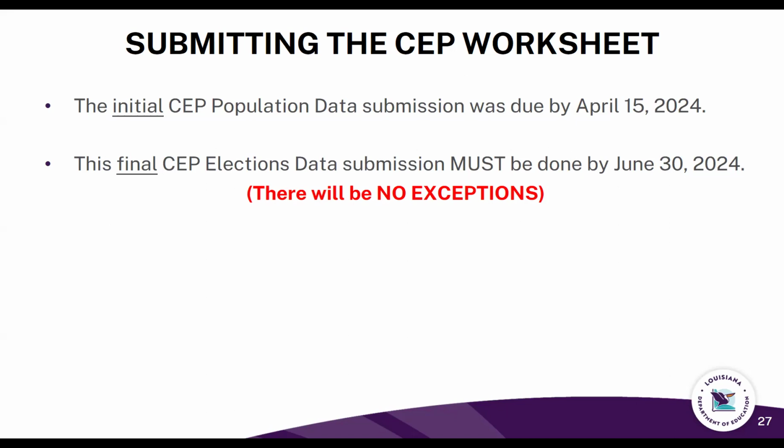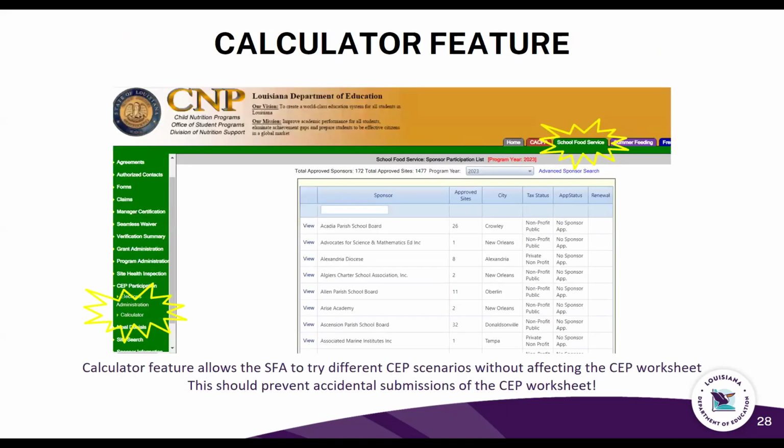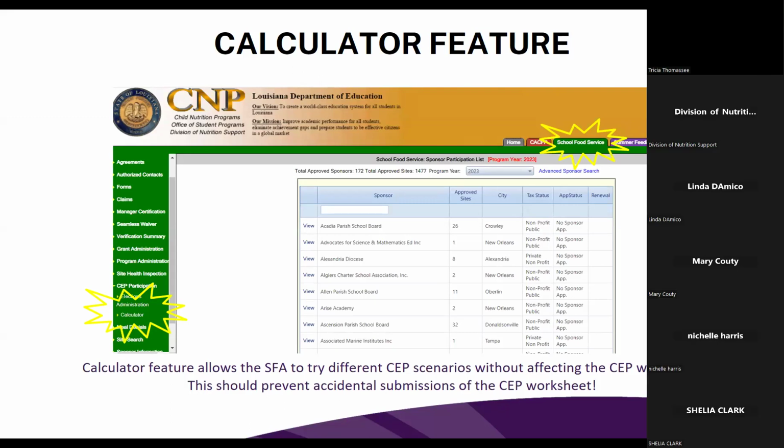Right. So that is the CEP calculator, which once again, will be available on Monday, June 3rd. All right. So now we'll talk about a useful tool that we have built into our website. The calculator feature allows the school food authority to try different CEP scenarios without affecting the CEP worksheet. This should prevent accidental submissions of the CEP worksheet.